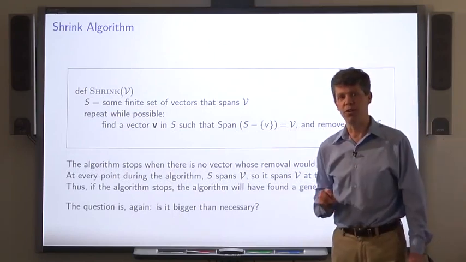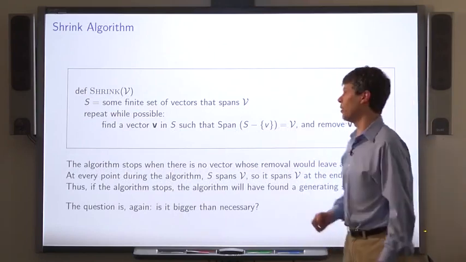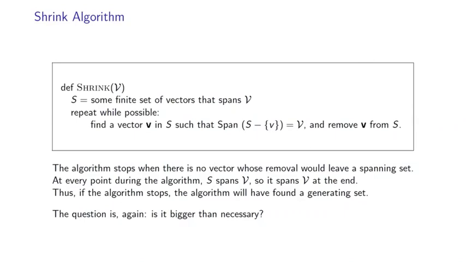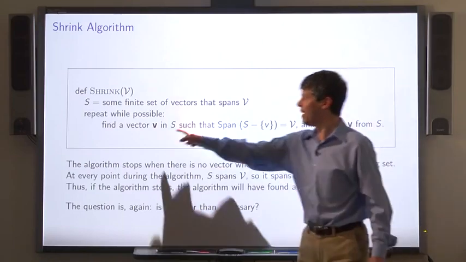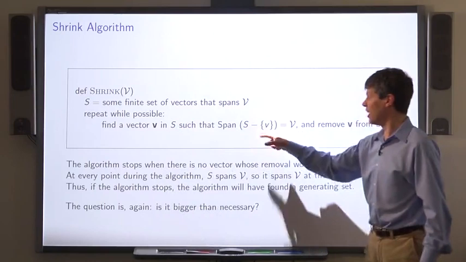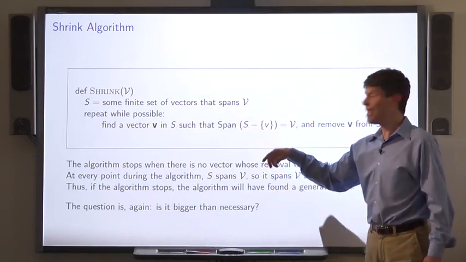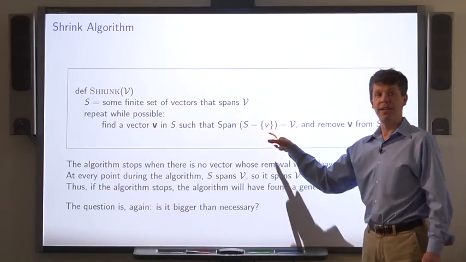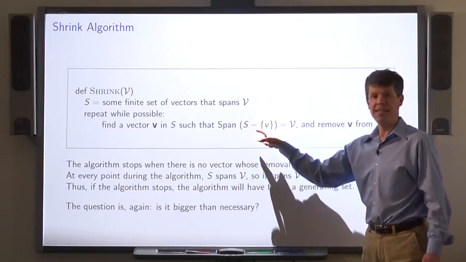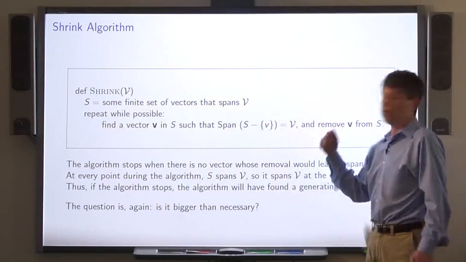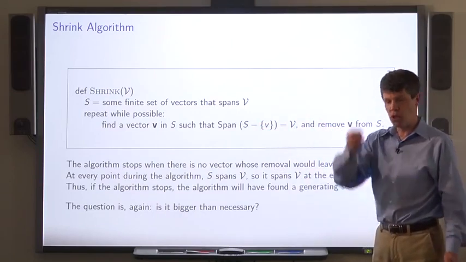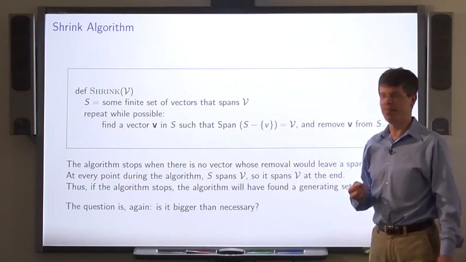Here's an alternative approach. I call it the SHRINK algorithm. Given a vector space, it initializes S to some finite set of vectors that spans the vector space, and then repeats, as long as possible: find a vector already in S such that the span of the set of vectors obtained by removing the vector from S is the same. It's still the vector space. And then just remove the vector. So we're shrinking down the set S.